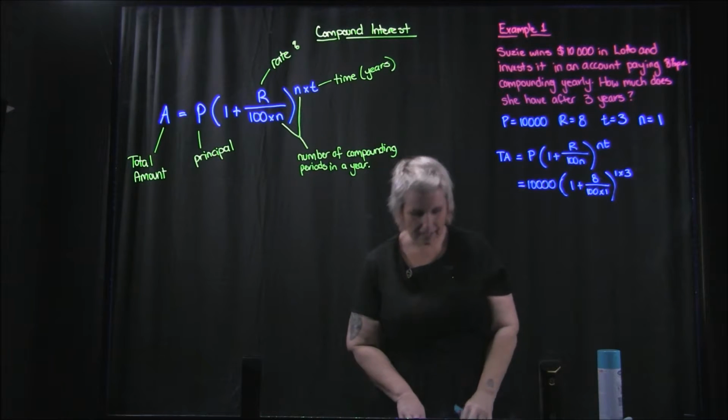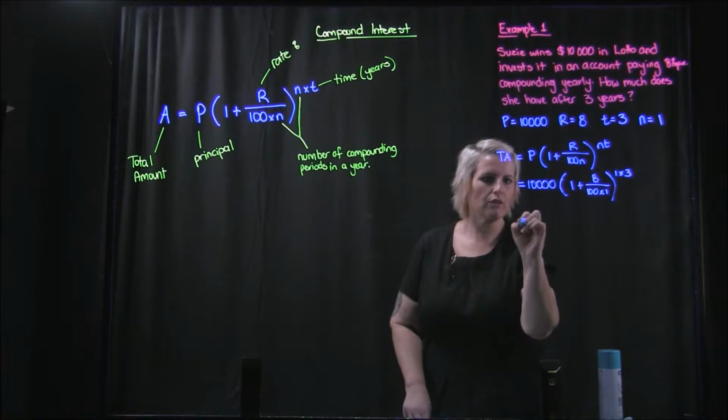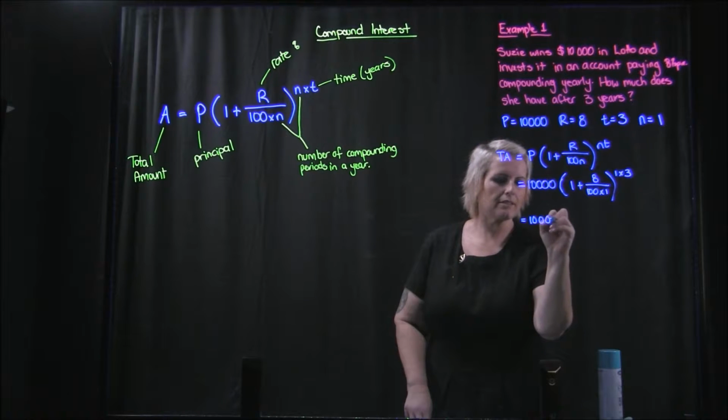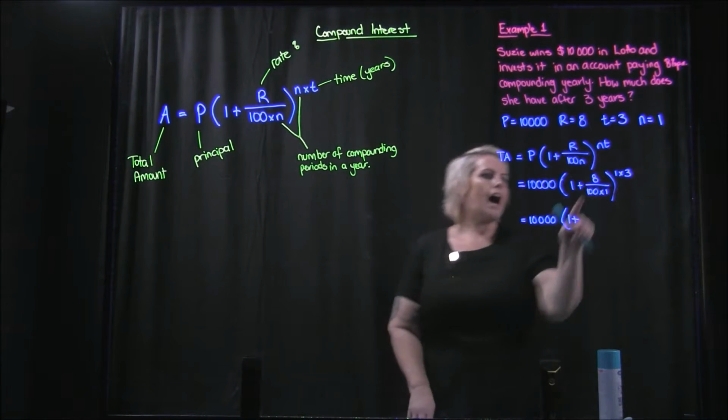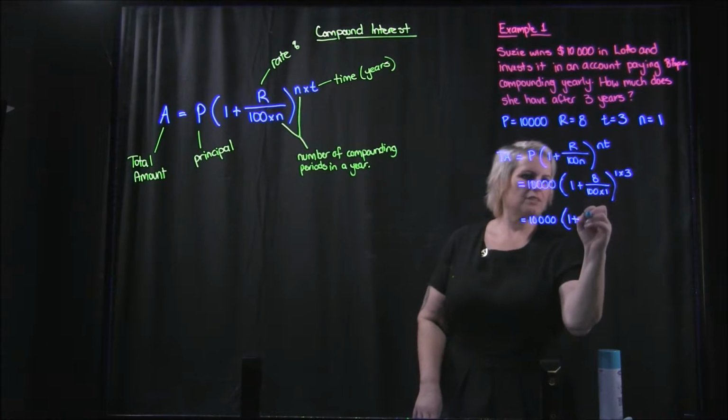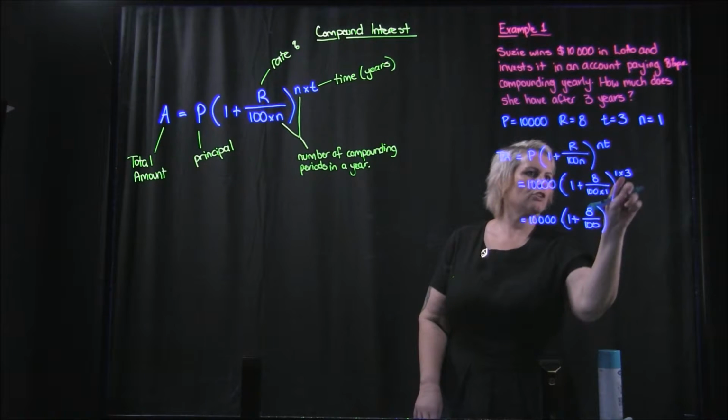Okay, so once we've done that, let's tidy this down a little. I can just leave my 10,000, my 1 plus, but 8 over, this could just be 8 over 100, because 100 times 1 is 100. And it could be to the power of 3, because 1 times 3 is 3.